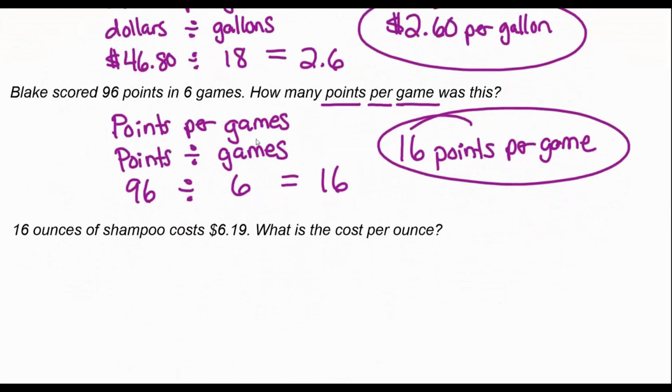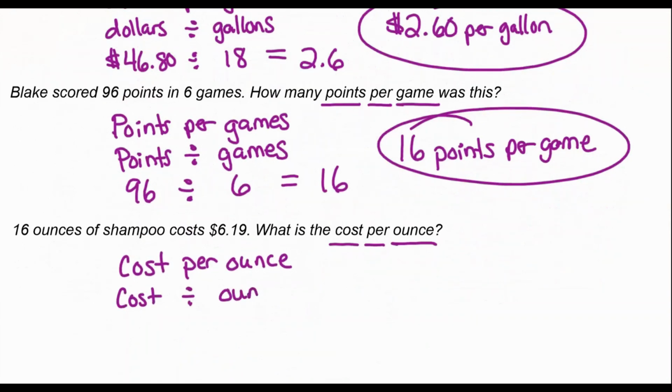And the last one, 16 ounces of shampoo cost $6.19. What is the cost per ounce? Again, I'm looking for cost per ounce. That's the unit rate that I'm trying to find. So that's what I'm going to start with, the words cost per ounce. That means I'm going to take the cost of the shampoo divided by the number of ounces that I get. And the cost was $6.19.